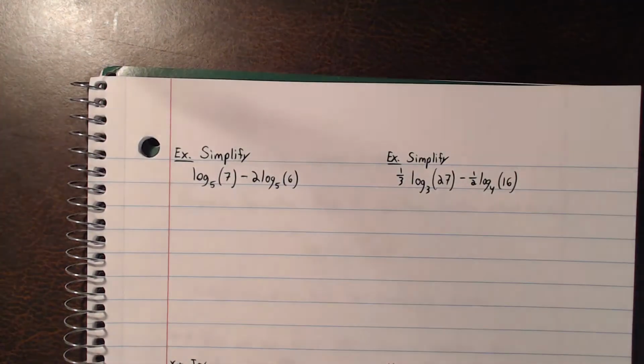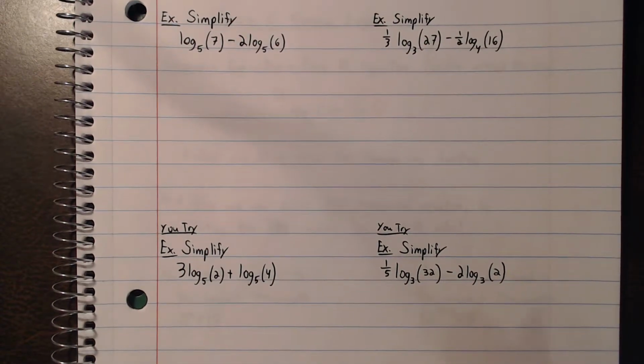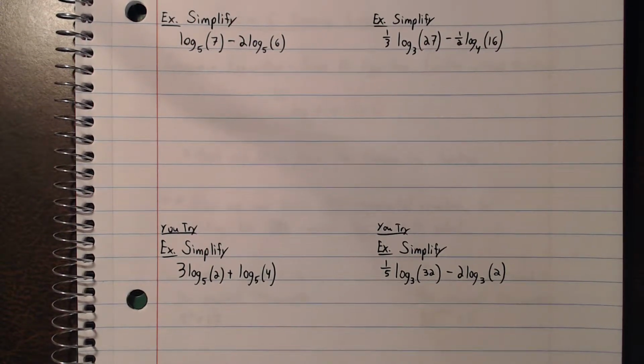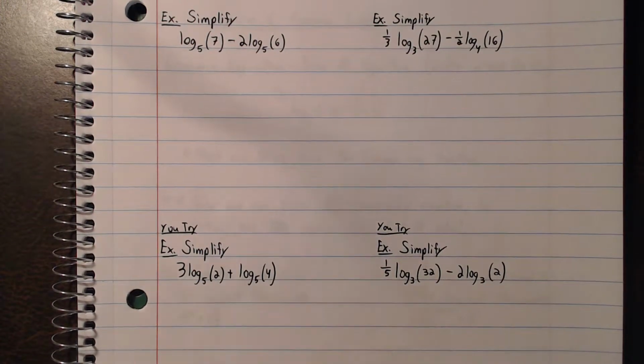A few more. Okay. Here we have log base 5 of 7 minus 2 log base 5 of 6. Here, all we're doing is simplifying, not solving, so we don't have to worry about extraneous solutions. We just want to make this as small and with only one log if possible.